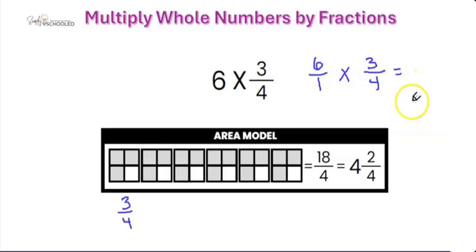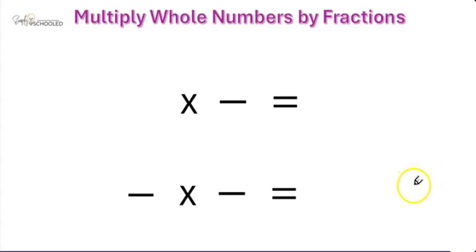Now the rules for multiplying fractions are you multiply the numerators, then you multiply the denominators. So 6 times 3 is 18, 1 times 4 is 4, and as we know from this below, that reduces to 4 2/4. So I wanted to show you that the rules do work. So to multiply fractions, you multiply the numerators, then you multiply the denominators, and then you simplify.